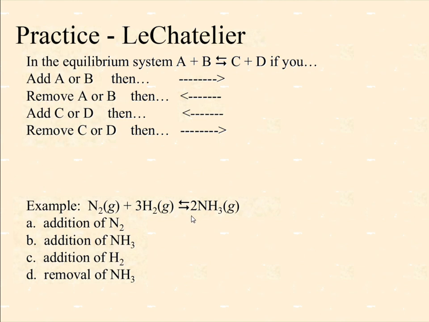So, again, we have a little bit more detailed example with the actual Haber process here. What happens if we add nitrogen? We would produce more ammonia. If we add ammonia, we would reverse the reaction and produce more nitrogen and hydrogen. What if we add hydrogen? We would consume nitrogen in order to make more ammonia. If we remove ammonia, our system will produce more ammonia.